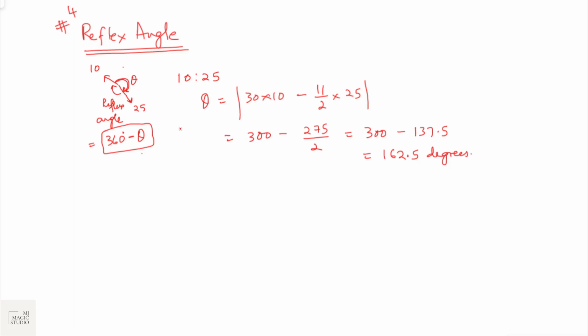This is the angle between hour hand and minute hand at 10:25. So the reflex angle would be 360 degrees minus 162.5. That is 200 minus 2.5, 197.5 degrees. That's it. So whenever the reflex angle is asked, first find the angle theta and then subtract whatever angle you get from 360 degrees.